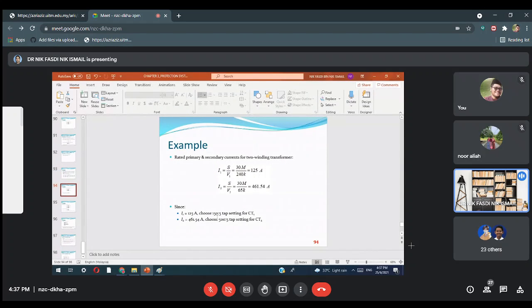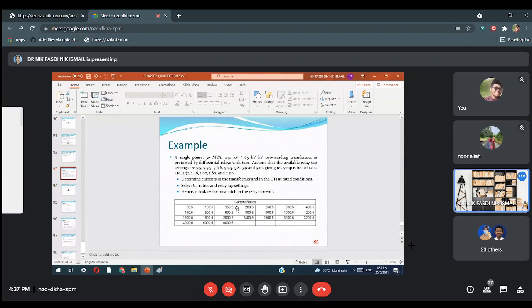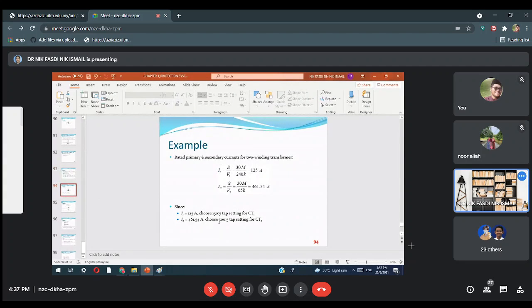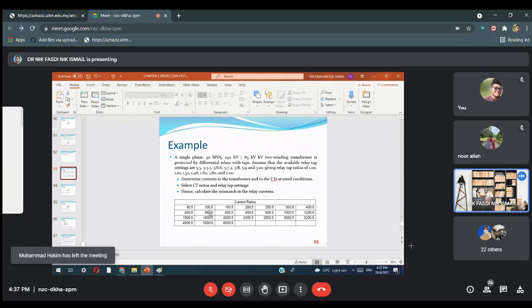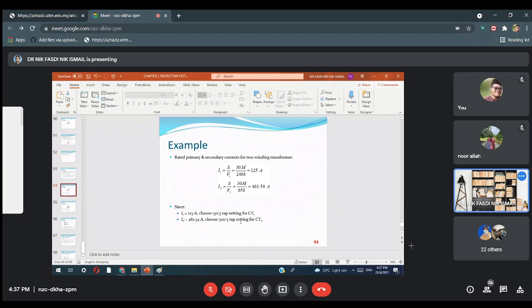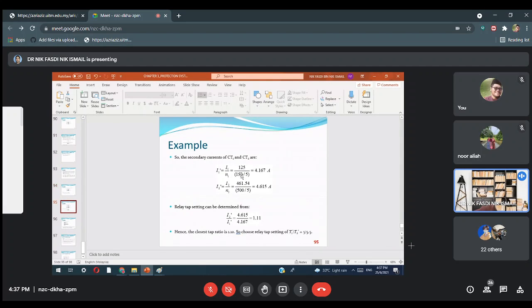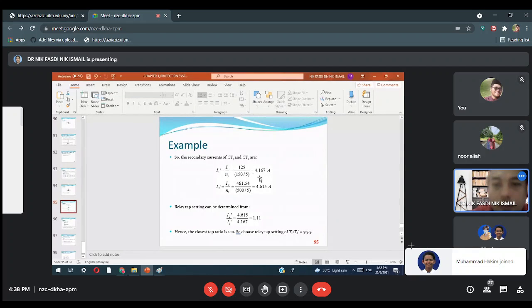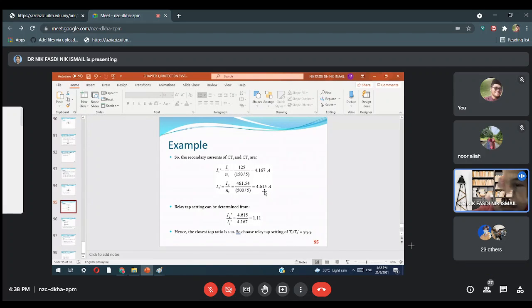So we choose 150 over 5, the current ratio, say this one. Okay. Second one, we choose 500 over 5 because 500 is greater than 461. Yeah. Ini dia 500 over 5, this one. Yeah. Okay, you have this one for CT1 and CT2. So next apa yang kena buat, you kena dapatkan nilai I1 prime and I2 prime. Konsep yang sama. You dapat the value of CT. So now we have the value of I1 prime is 4.167. I2 prime based on the selected CT ratio tadi, you dapat 4.615.